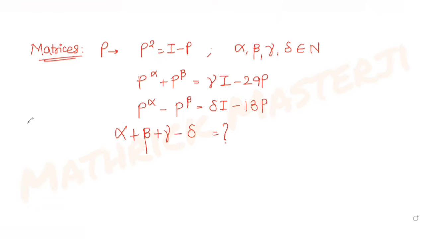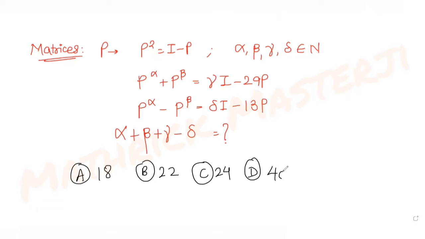And the answer choices given to us here are 18, 22, 24, and 40. So we need to figure out which one of the answer choices is the correct answer for the question. Let's see the solution for this question.